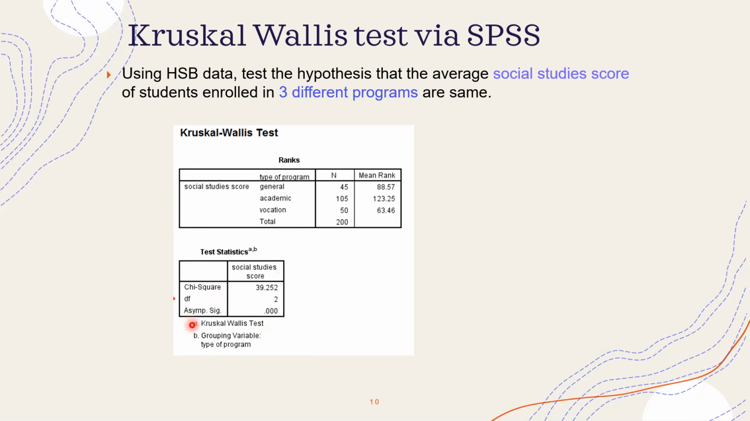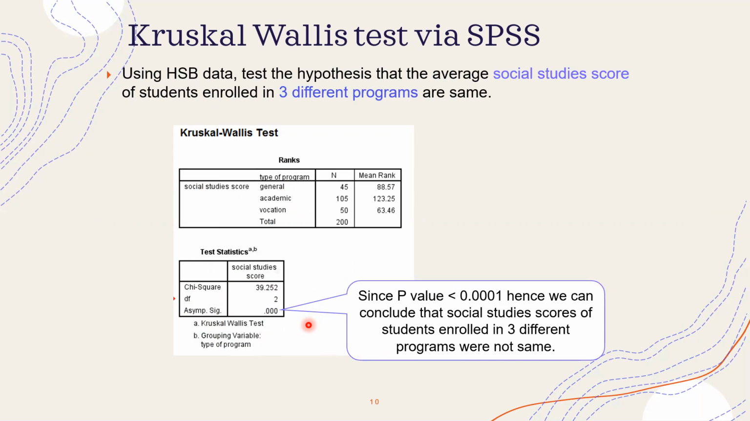In the output file, we will look for the Sig, which is nothing but the p-value. This time the p-value is less than or equal to 0.05, which implies that we are able to reject the null hypothesis that the social studies score is the same in the three different programs, and we will formulate the alternative hypothesis. We will formulate a conclusion based on the alternative hypothesis that social studies scores of students enrolled in three different programs were not the same.